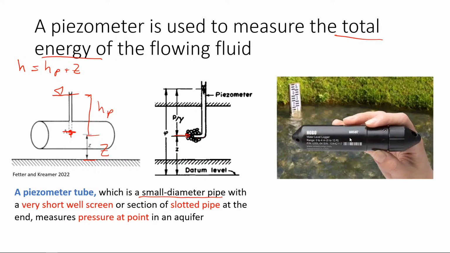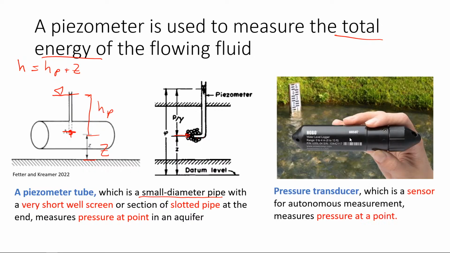It could also be a piezometer, or it could be called a pressure transducer. This is a famous one that's commonly used on sites, from a company called Hobo. It's called a water level logger, which is a sensor for autonomous measurement. It also measures pressure at a point.